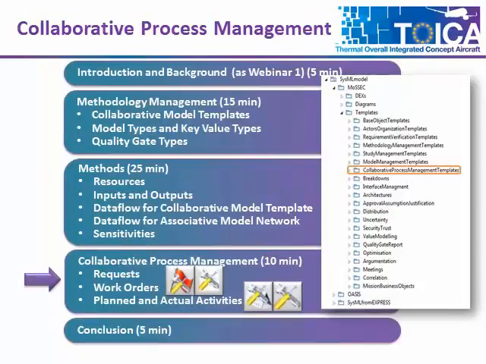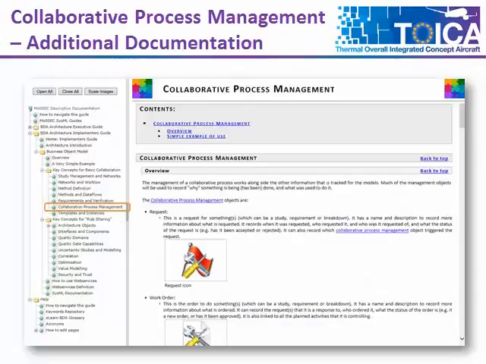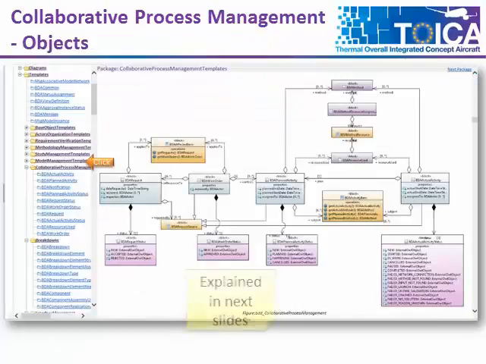The next section in this webinar talks about collaborative process management and covers briefly requests, work orders and planned and actual activities. There is a section in the descriptive documentation on collaborative process management which describes the objects and gives a simple example of the use. This is the section in the model on collaborative process management, and it shows the diagram that will be explained in the next slides.